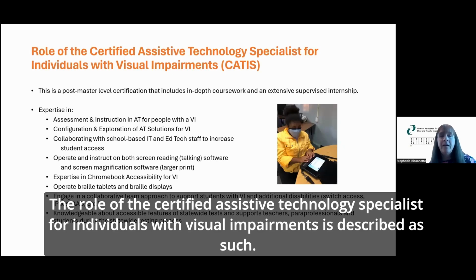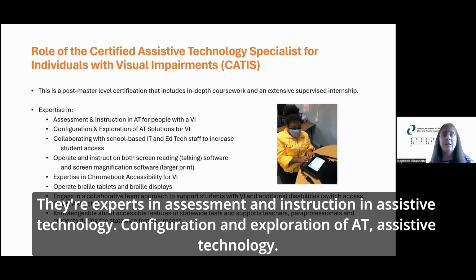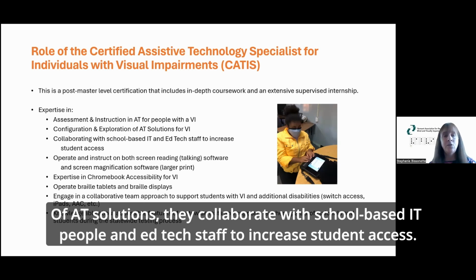The role of the certified assistive technology specialist for individuals with visual impairments is described as such. This is a postmaster level certification that includes in-depth coursework and an extensive supervised internship. They're experts in assessment and instruction in assistive technology, configuration and exploration of AT solutions.